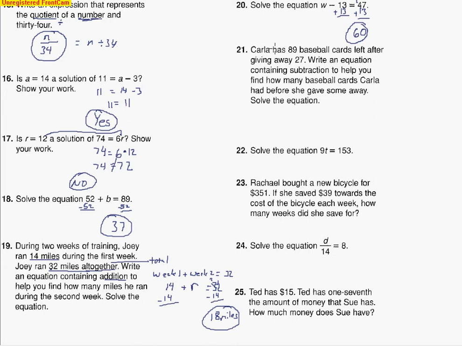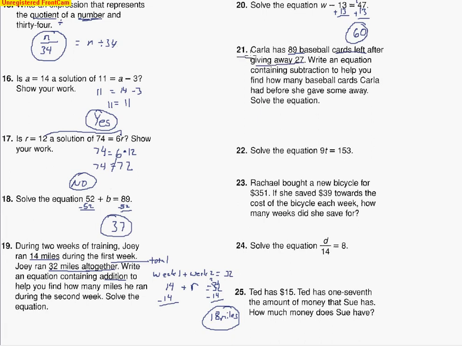Here it says Carla has 89 baseball cards left. Okay, so let's underline that. 89 baseball cards. We don't care about whether they're baseball or football. It doesn't matter about that. So 89 cards left. After giving away 27.